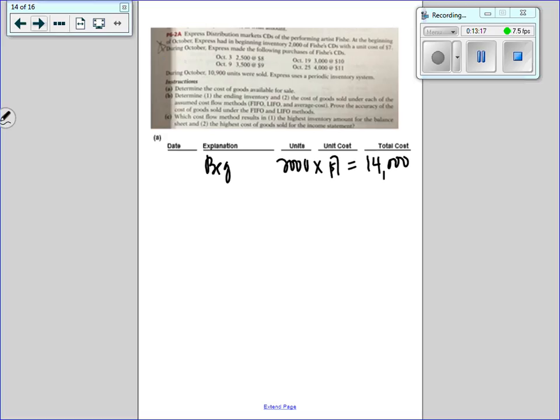I'm writing really big, just so you can see it a little bit better.